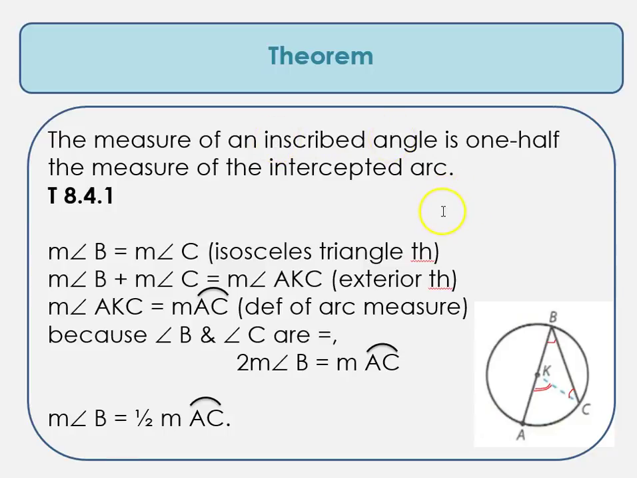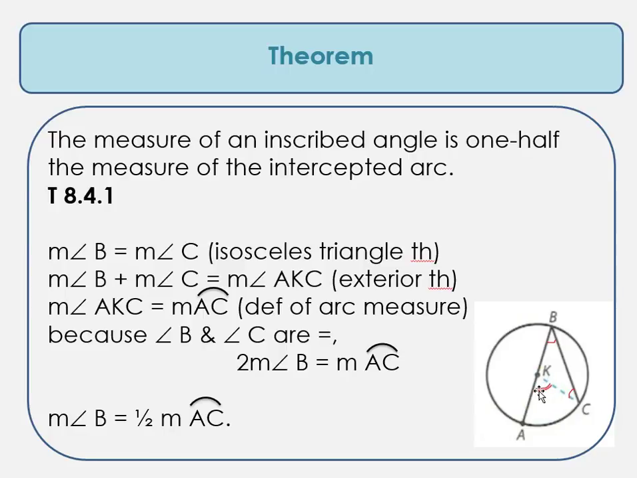And I've done an informal proof here. We have diameter AB, we have a chord BC, we have angle ABC, and that actually intercepts arc AC. And what we've done is drawn a line to create an isosceles triangle using equal radii lengths. So we have two congruent angles, and we have a remote exterior angle.